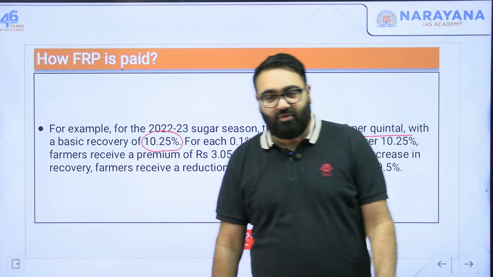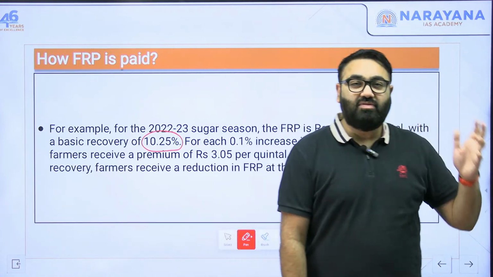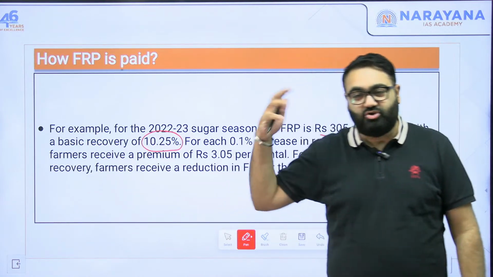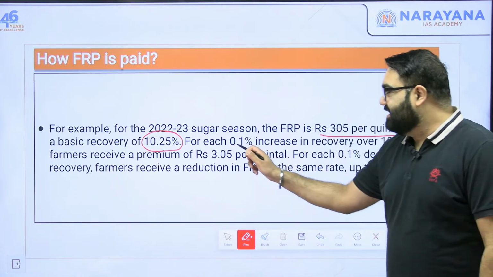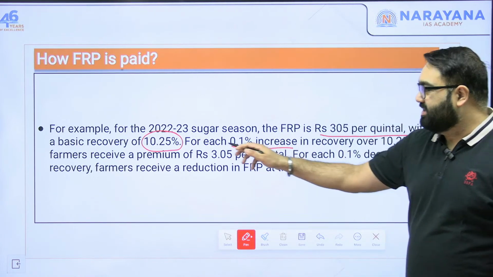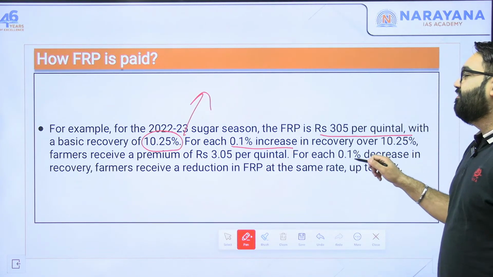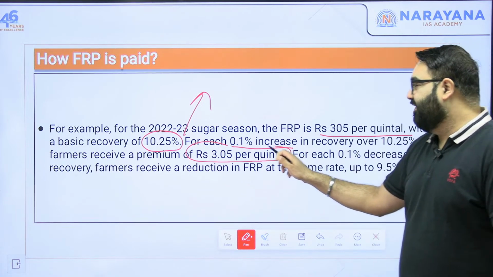That's assuming that from one sugar cane, if you look at the weight of the sugar cane, for example, of that weight, 10.25% of weight of sugar can be extracted. However, if there is 0.1% increase from this, for every 0.1% increase in recovery, the farmer will get a premium of rupees 3.05 per quintal.